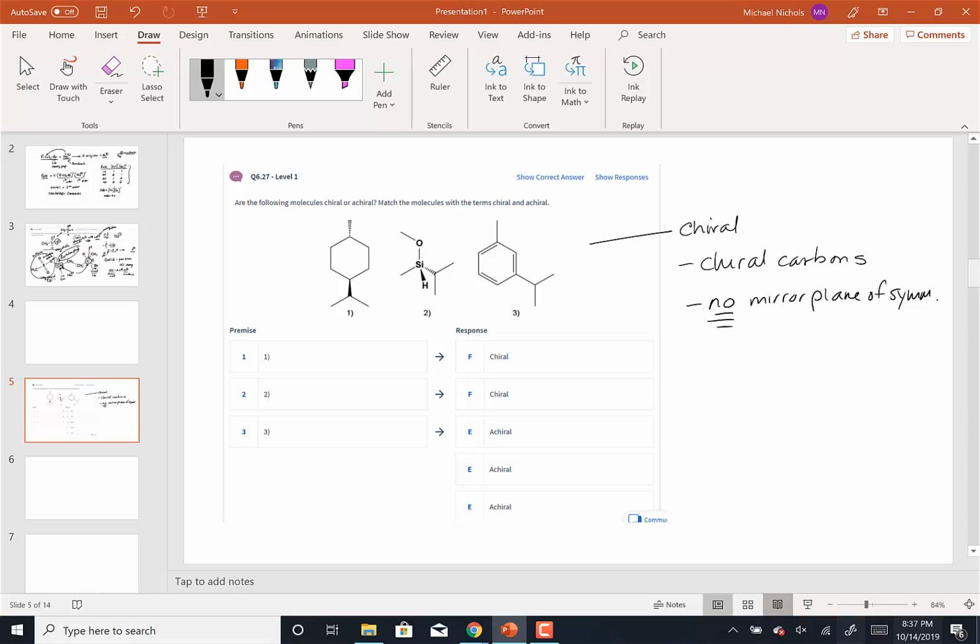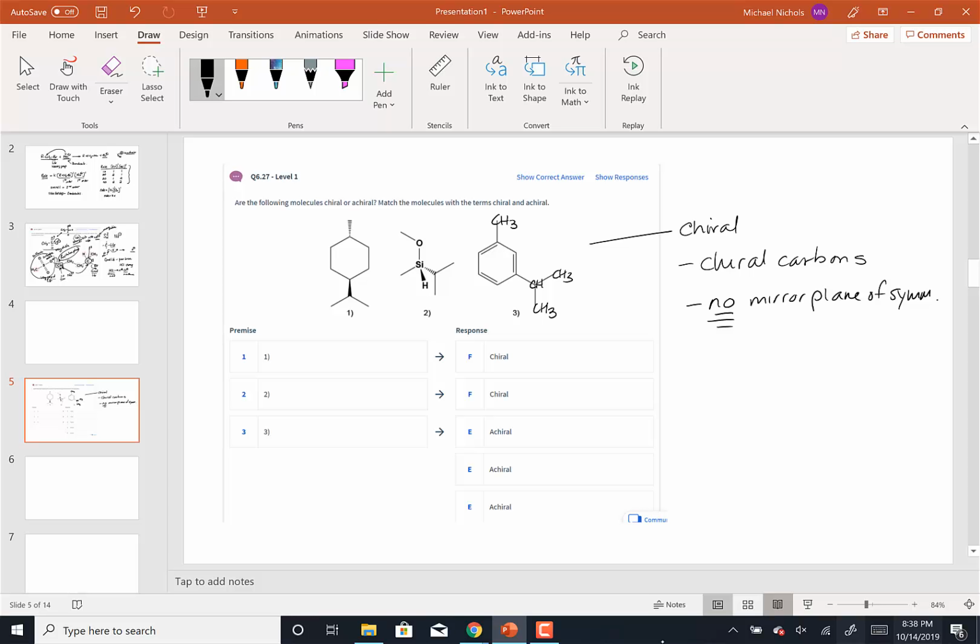because that would make it meso, and since a meso compound is superimposable on its mirror image, it cannot exist in separate handed forms. Okay, so let's take a look at problem 3 first. So if I look at problem 3 here, I'm going to go ahead and add in my groups. So here are the carbons that I can eliminate.